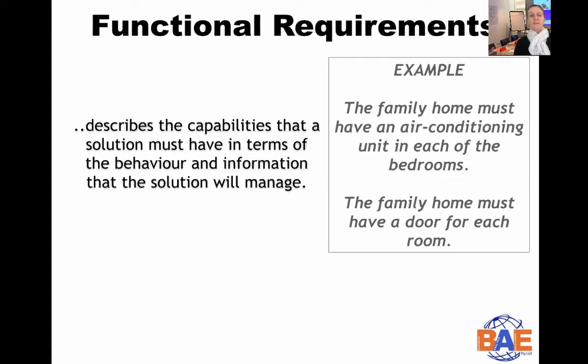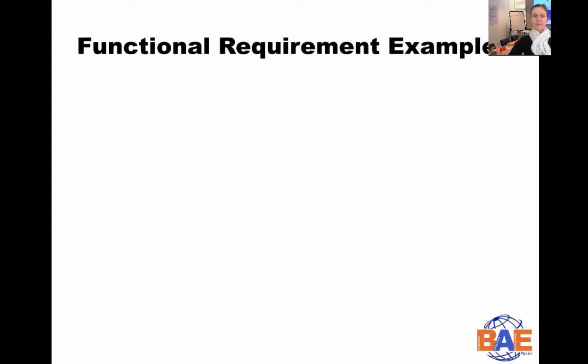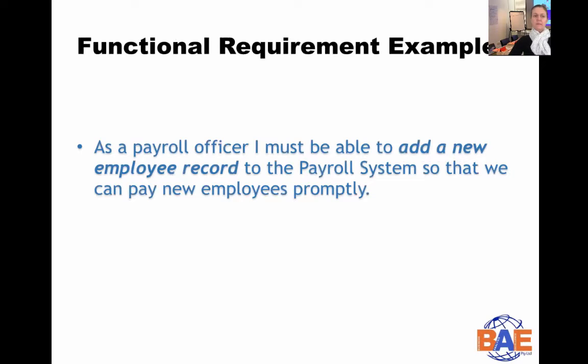So a functional requirement describes the capabilities that a solution must have in terms of the behavior and information that the solution will manage. In our example of the house, we can look at the family home must have an air conditioning unit in each of the bedrooms. And another one could be the family home must have a door for each room. So importantly, in our metaphor, we're looking at things that we would like the house to be able to do for us. That's critical. Now let's look at some real-world examples.